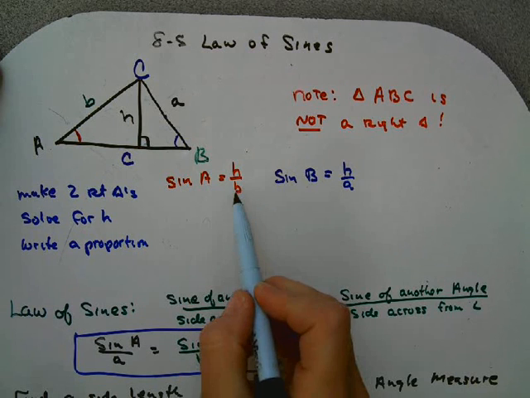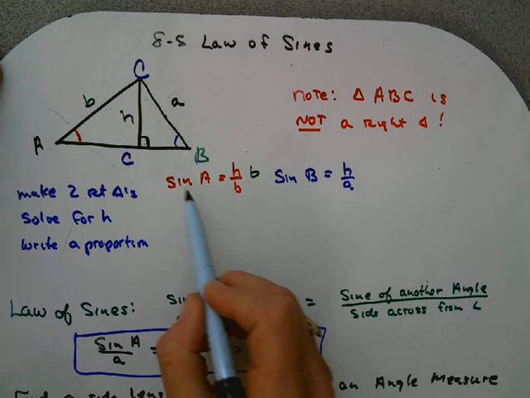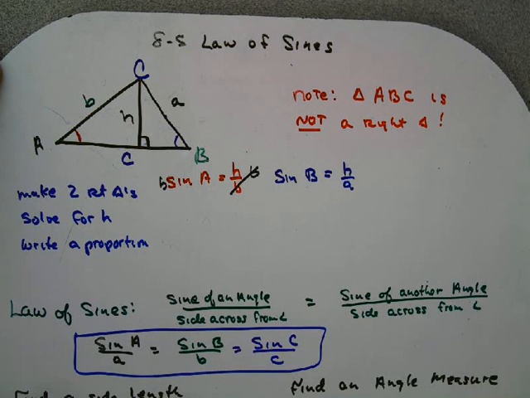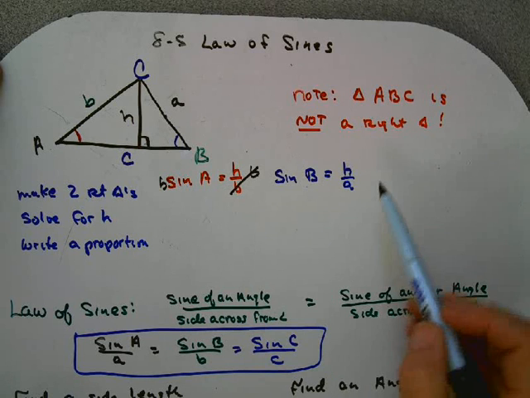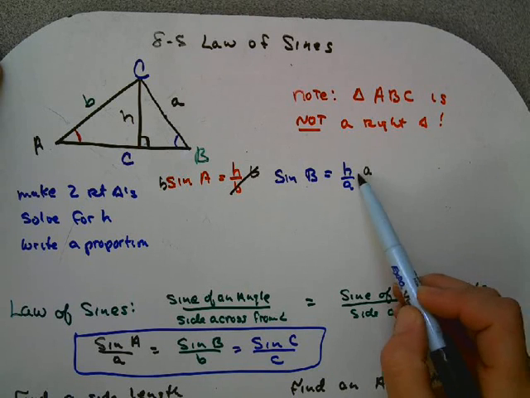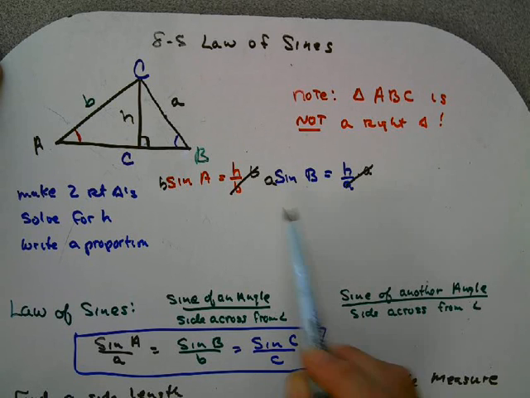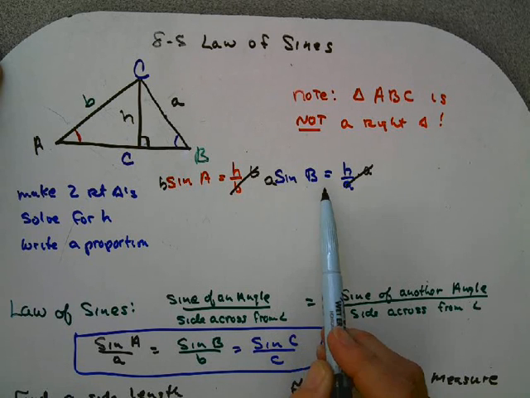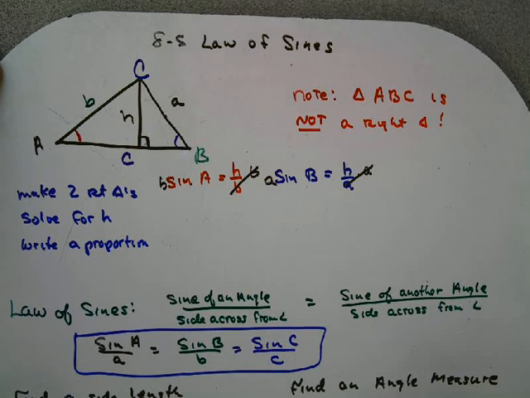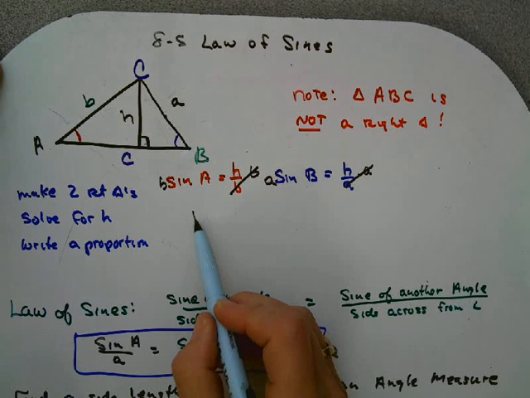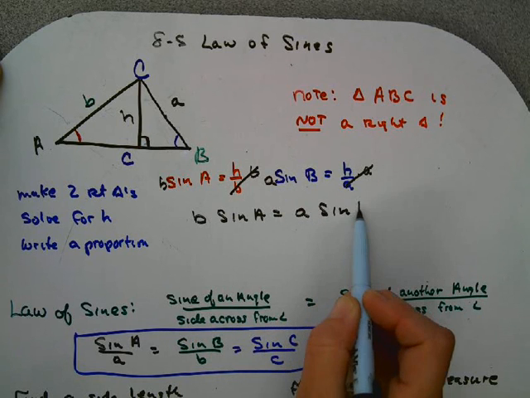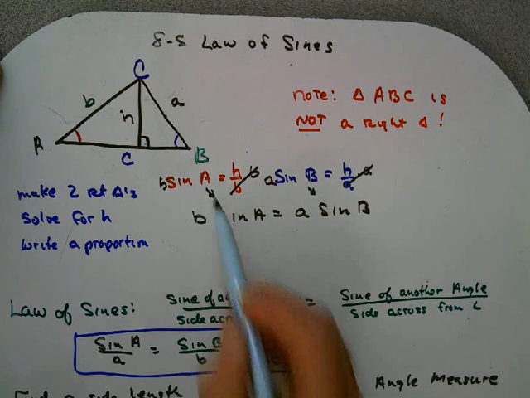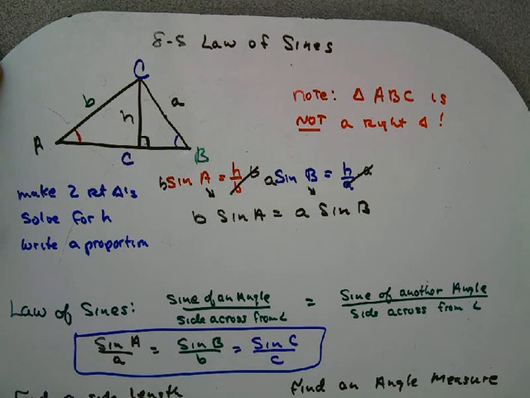In the case of this relationship, I'm going to multiply both sides by B, and I've solved for H. B times the sine of A equals H. I'll do the same thing on this side, only I'm going to multiply by A, and I end up with A times the sine of B equal to H. Now, since they both equal H, they equal each other, just like solving any system. So I can write B times the sine of A equals A times the sine of B. Just brought both of these down here.